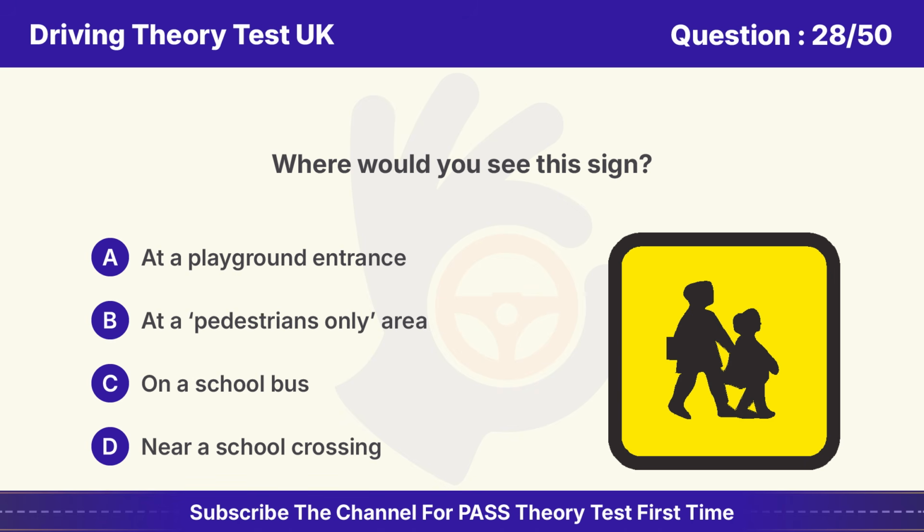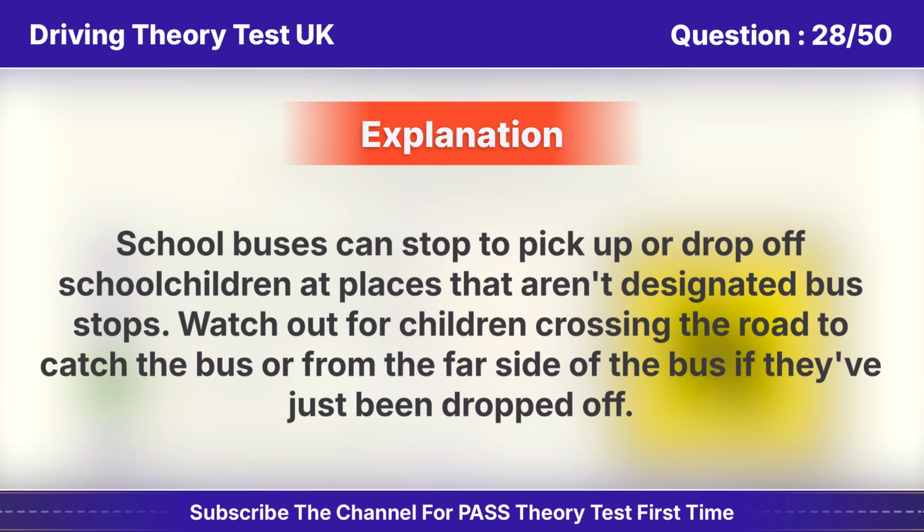Question 28. Where would you see this sign? Answer is C. On a school bus. School buses can stop to pick up or drop off school children at places that aren't designated bus stops. Watch out for children crossing the road to catch the bus or from the far side of the bus if they've just been dropped off.